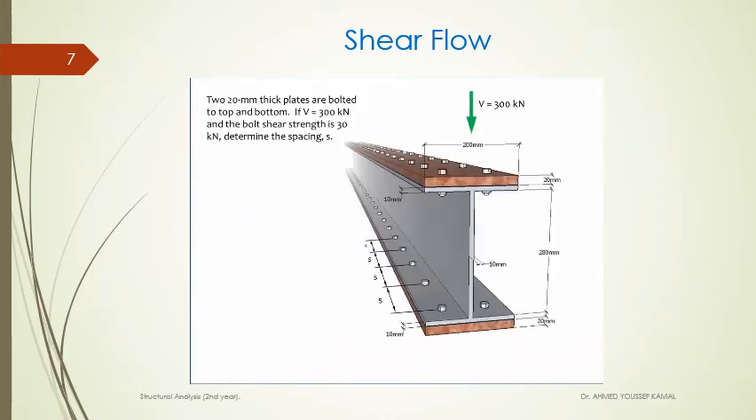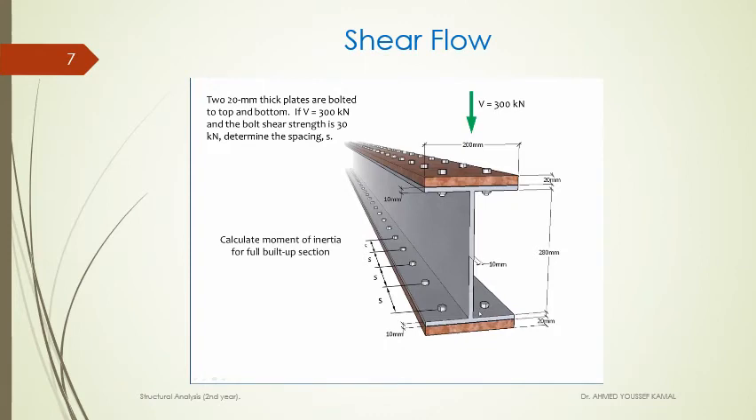Let's now consider an example problem that incorporates the two formulas we just discussed. This is a built-up beam composed of an I shape and two plates. And the problem says two 20mm thick plates are bolted to the top and bottom. If the internal resultant shear force V is equal to 300 kilonewtons and the bolt shear strength is 30 kilonewtons, determine the spacing S. We see that the spacing is in the longitudinal direction of the beam.